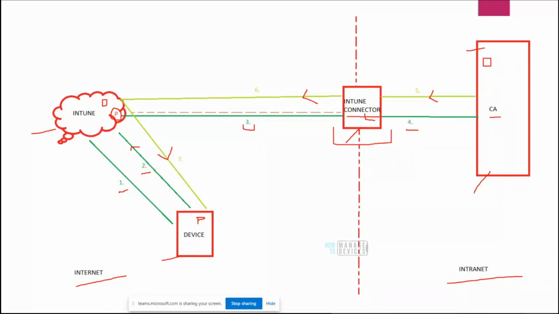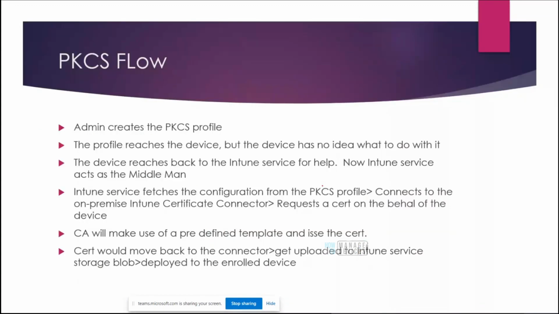The Intune service talks to the Intune connector. The Intune connector talks to the CA. The CA issues the certificate and brings it back to the Intune connector and then to the Intune service. Okay. All right. Well, this is again a documentation of the flow.